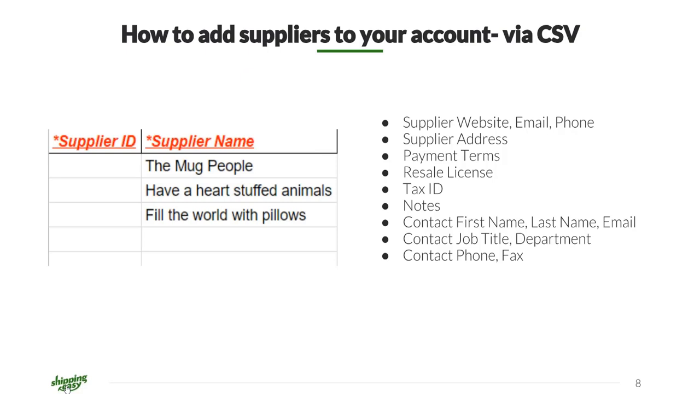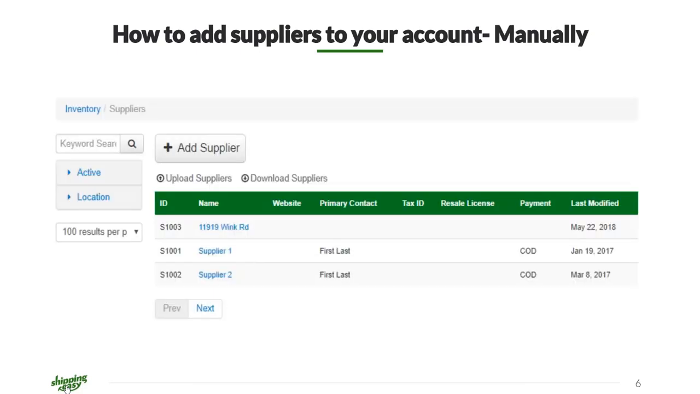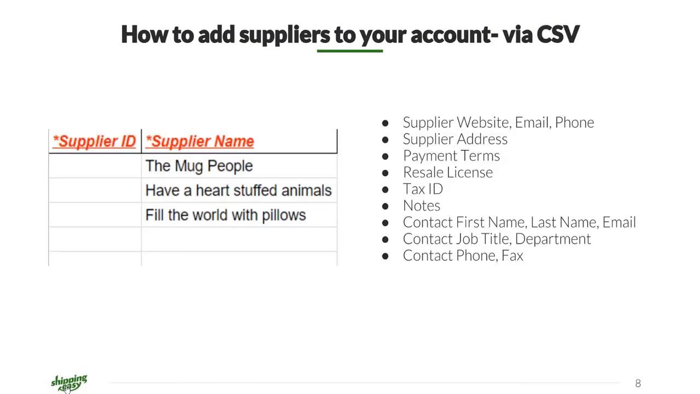So I'm going to hop back really quick, and if you look right below Add Supplier, there's going to be an Upload Suppliers option. This is how you add a CSV into ShippingEasy with your supplier information. When you're adding in a supplier via CSV, there's going to be a little bit of a difference in what's required. First, you'll have to have a supplier ID column. This is a required column.